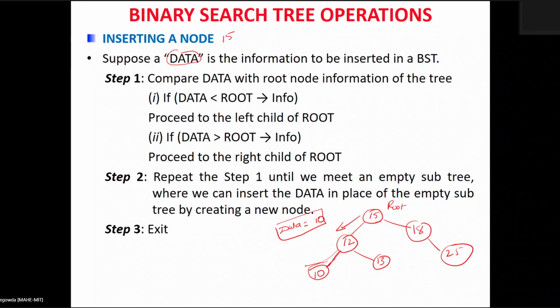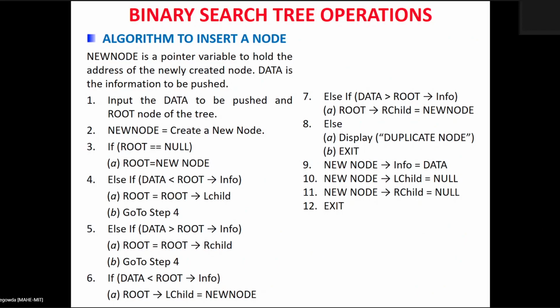The complete algorithm to perform the insertion is given here. Here I'm going to use a variable called new node. New node is a pointer variable which is used to hold the address of the newly created node. The new node to be added into the BST, the binary search tree, has its address stored in new node, and we have data, which is the information to be pushed into this particular node.